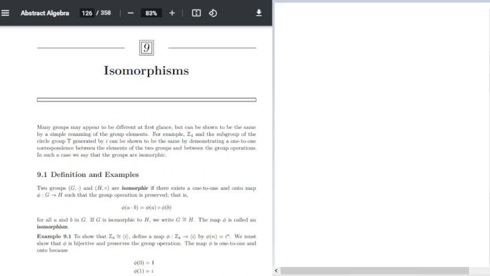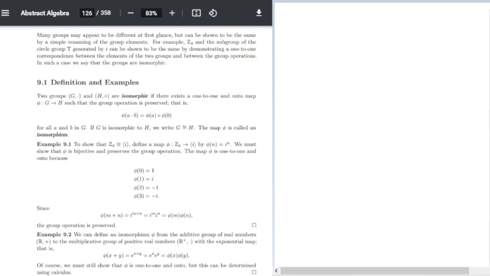Chapter 9, Isomorphisms. Many groups may appear to be different at first glance, but can be shown to be the same group by a simple renaming of group elements. For example, Z4 and the subgroup of the circle group T generated by i can be shown to be the same by demonstrating a one-to-one correspondence between the elements of the two groups and between the group operations. In such a way, we can say that the groups are isomorphic.